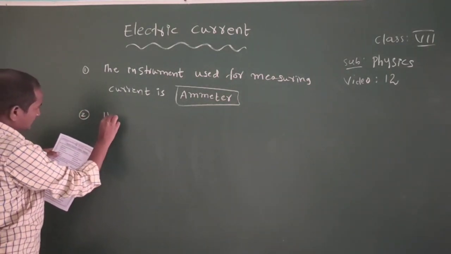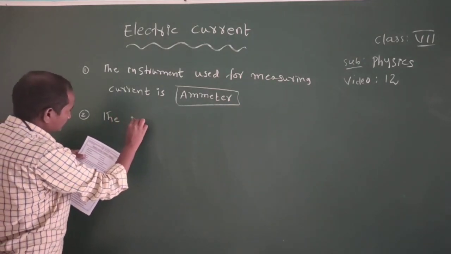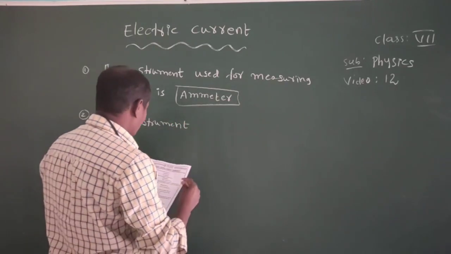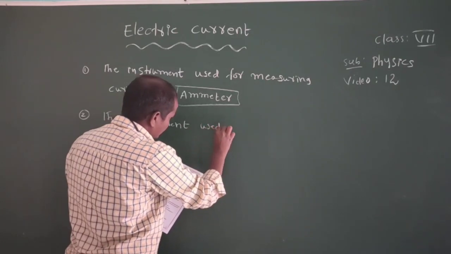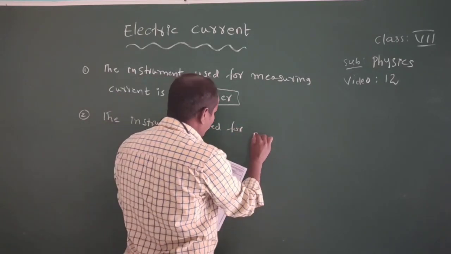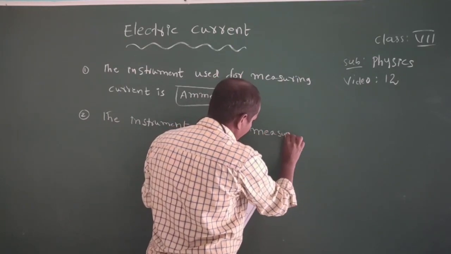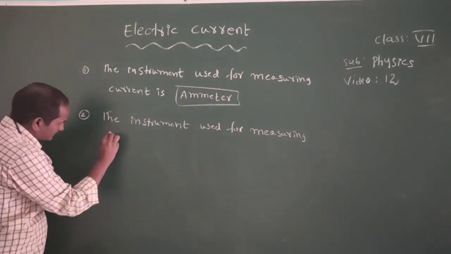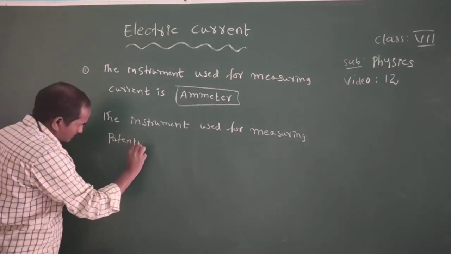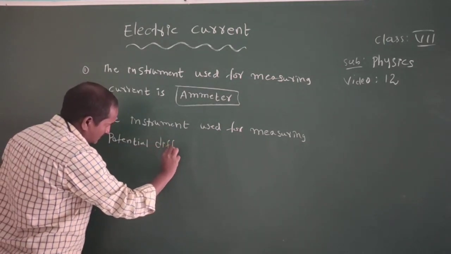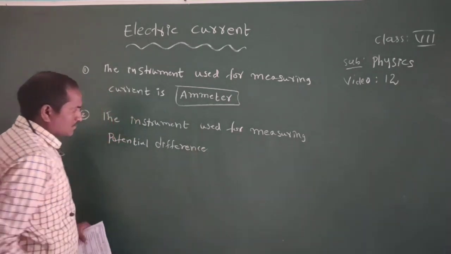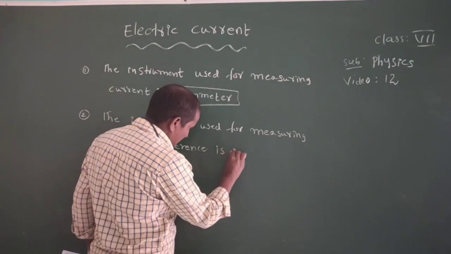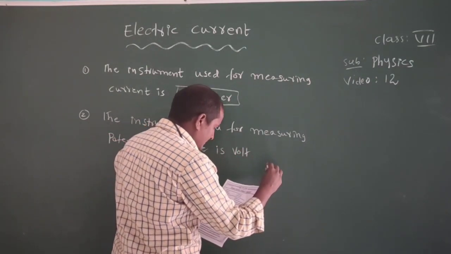Second one: the instrument used for measuring potential difference is the voltmeter.